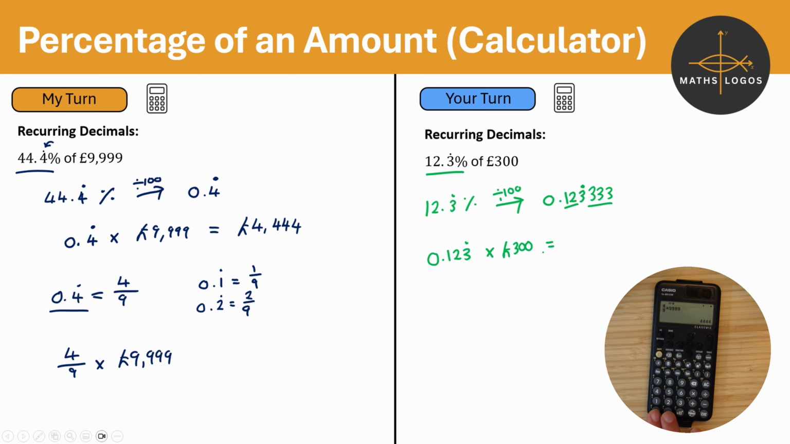So how would I get that into my calculator? Well, I type 0.12, and then because I want this digit 3 to recur, I'm going to type it a lot of times. So just keep going for quite a while. And then when I'm satisfied I've done it enough, I will multiply that by the 300, and it pops out as that whole number answer of 37.